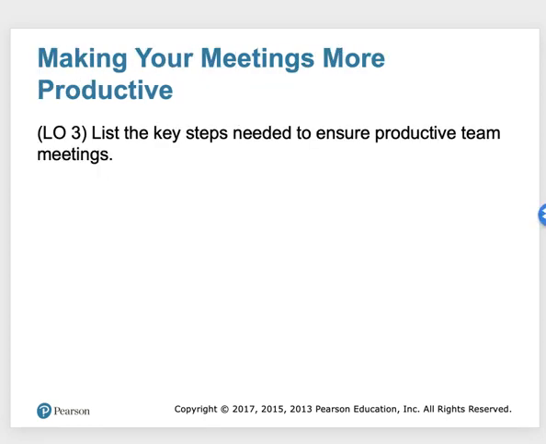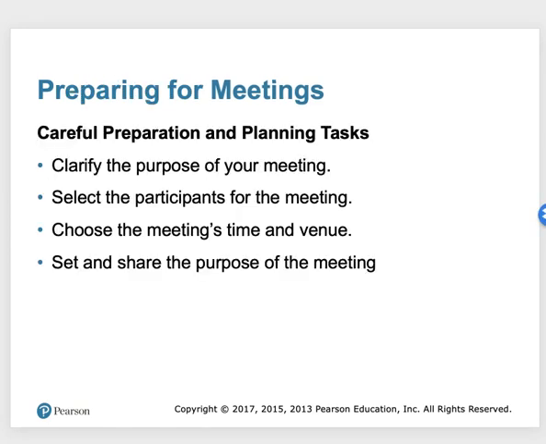Okay, moving on to learning objective number 3. List the key steps needed to ensure productive team meetings. In preparing for a meeting, you need to figure out how you can increase your productivity of the meeting so that as you meet, there's actually a reason for the meeting and that you're able to accomplish something during the meeting. If you have meetings where you don't stay on track, nothing is resolved, people leave, and they don't really know why they just spent an hour in that room with you, people are going to stop coming to the meetings and they're going to stop participating.